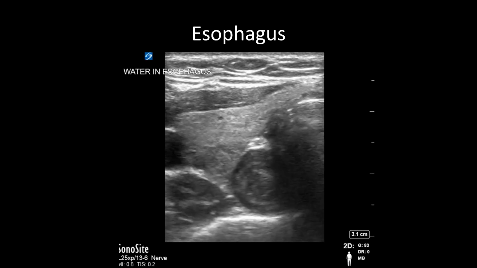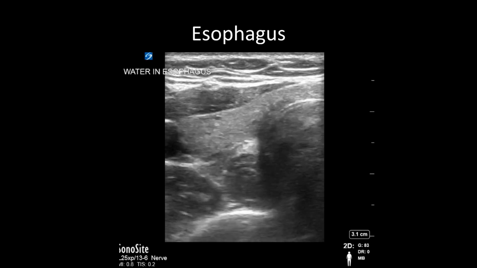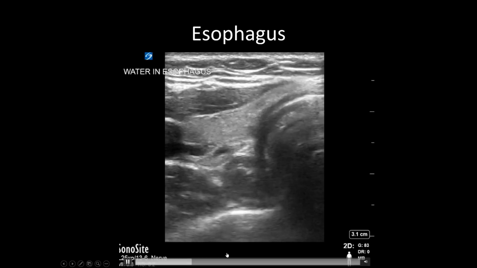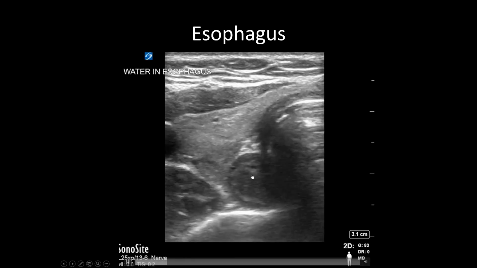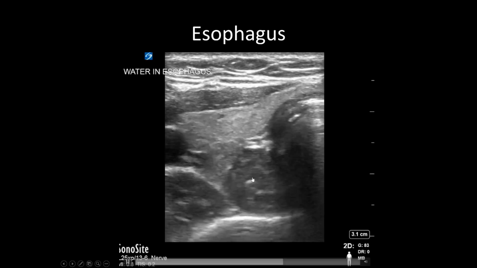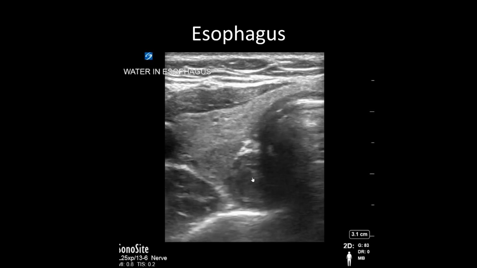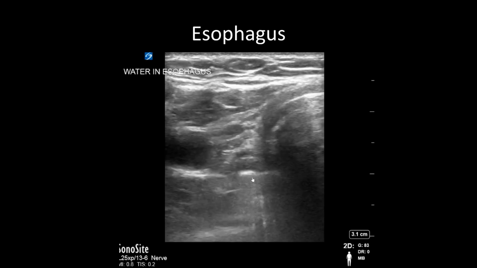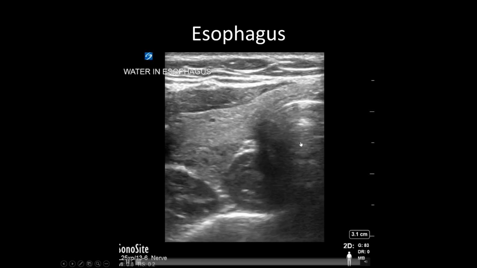Occasionally, we will see another structure just posterior to the left lobe of the thyroid. This muscular structure with a double layer wall is the esophagus. Here, the esophagus can be seen as the patient is swallowing and air and water are coming down it. Just to the midline from the esophagus is the trachea, anterior is the left lobe of the thyroid, and lateral is the carotid artery.